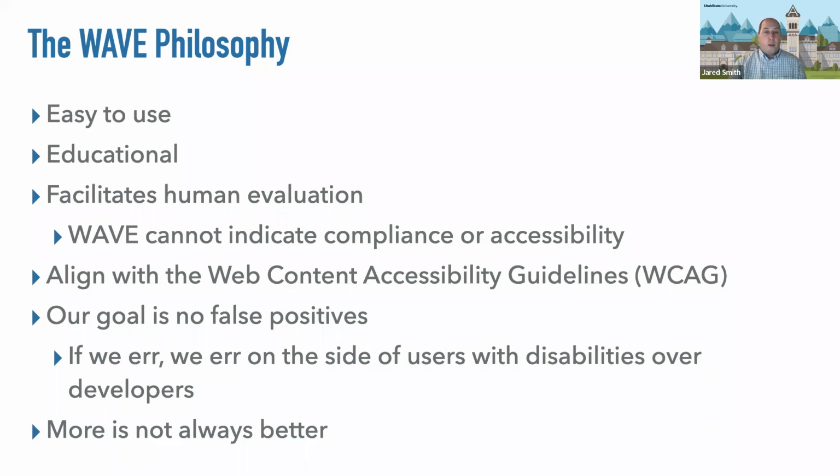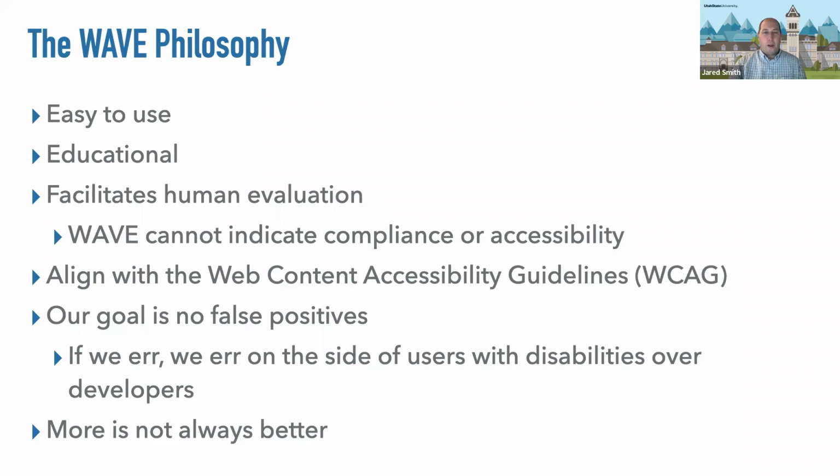It is designed to align with the Web Content Accessibility Guidelines, and we always align with the most current version. Currently 2.1, 2.2 will be out probably within a few months. There are some tests that we do in Wave that extend beyond the Web Content Accessibility Guidelines. There are some things that we know impact end users with disabilities that are not covered by the guidelines that we also test for or identify to facilitate human testing of those things.